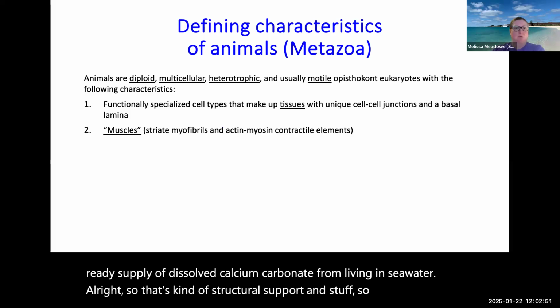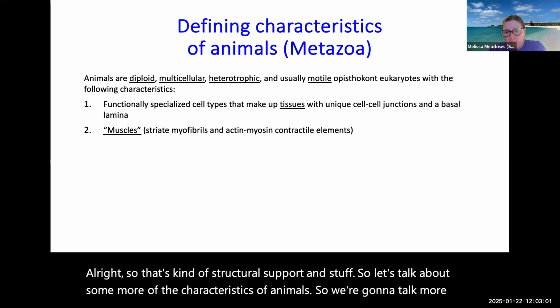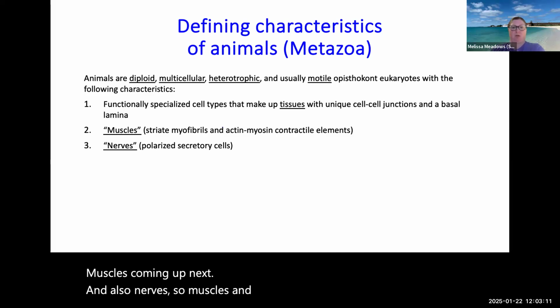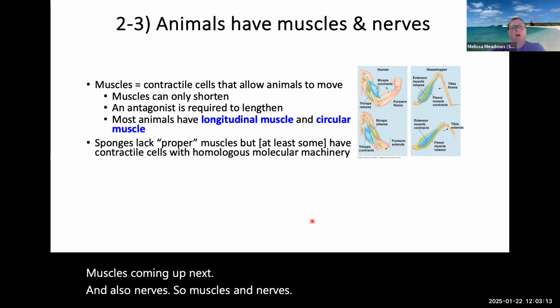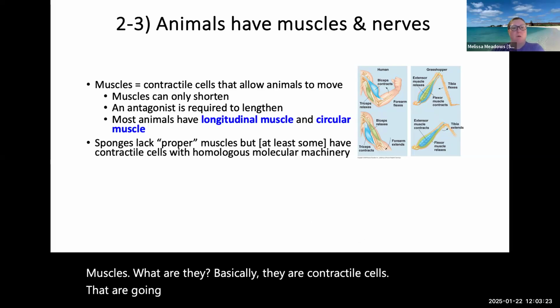So let's talk about some more of the characteristics of animals. We're going to talk more about muscles coming up next, and also nerves. So muscles and nerves. So muscles, what are they? Basically, they are contractile cells that are going to allow animals to move.